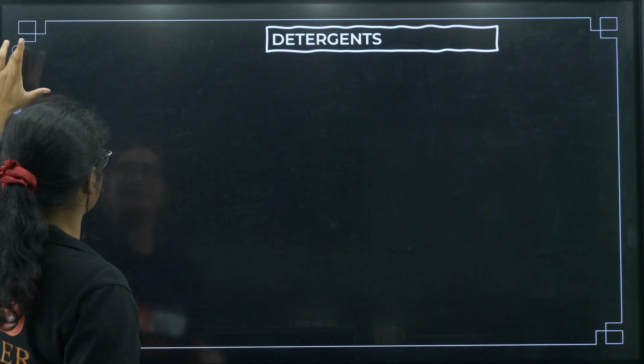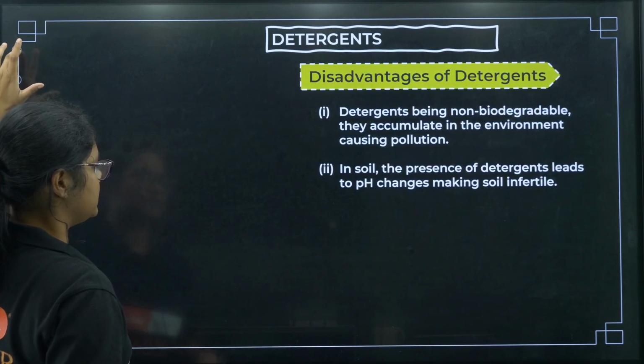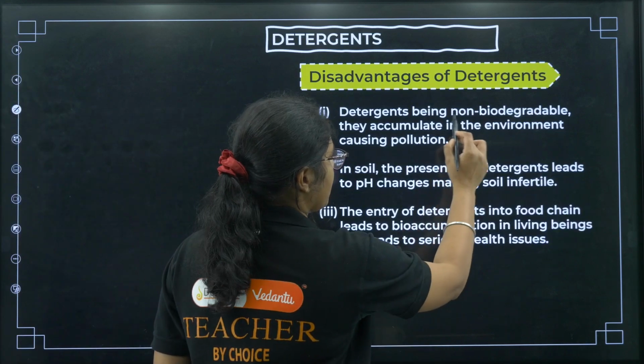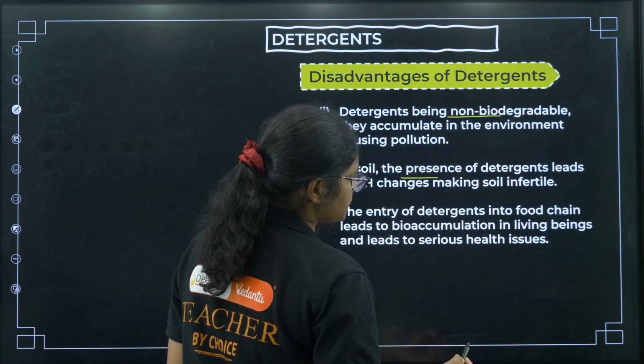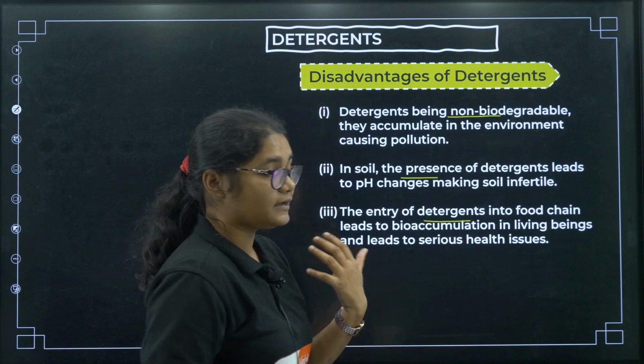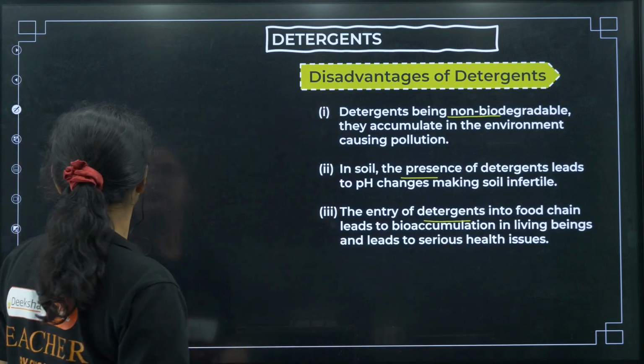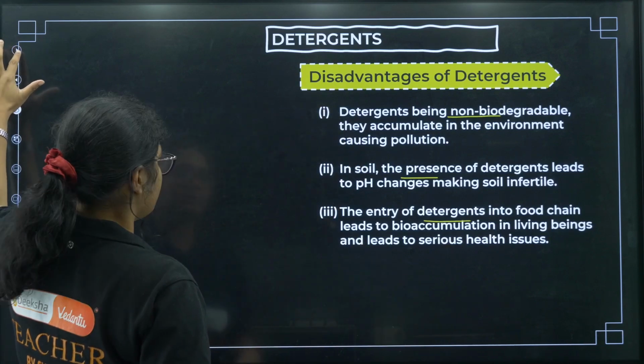But there are some disadvantages of detergents as well. They are non-biodegradable, so they cause soil pollution. They also enter into the food chain and accumulate in the human body as well.